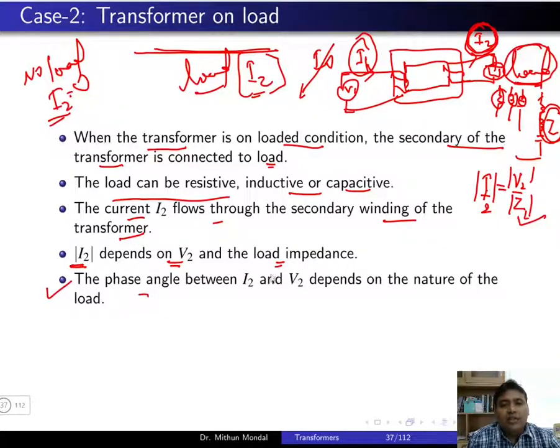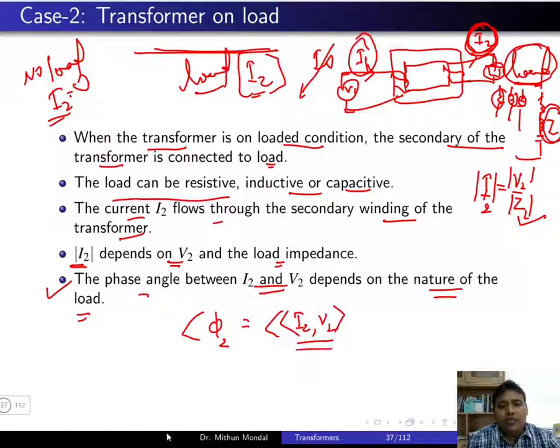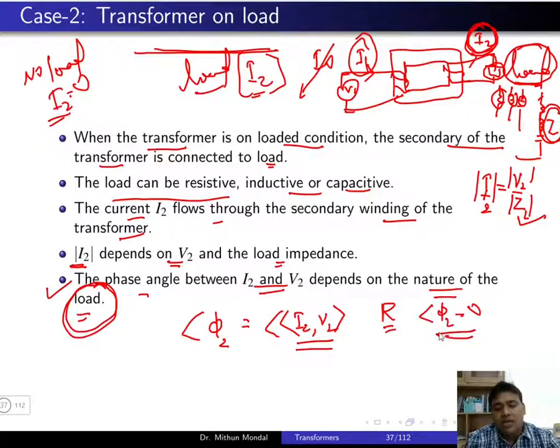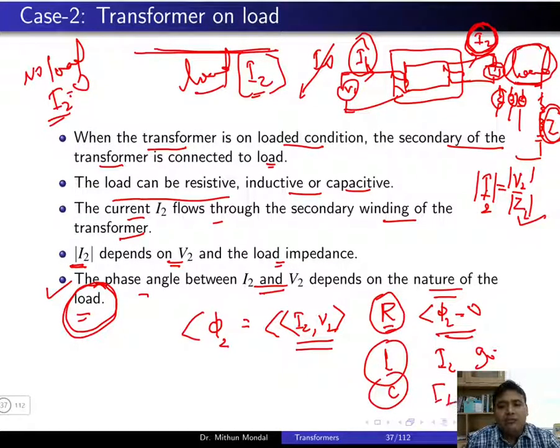The phase angle between I2 and V2 depends on the nature of the load. There will be an angle phi 2, which is the angle between the current I2 and the voltage V2. This angle will depend upon what type of load you have connected. If you have connected a resistive load, the angle phi 2 will be 0, because there is no phase difference between the current and the voltage in the secondary. If you have an inductive load, the current will lag the voltage by 90 degrees. If you have a capacitive load, the current will lead the voltage by 90 degrees.